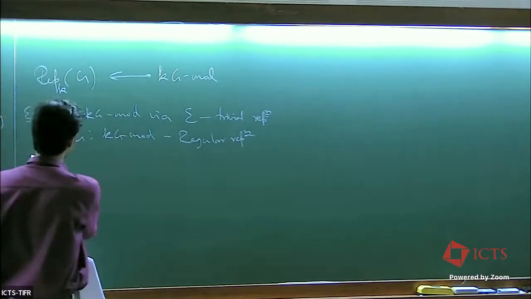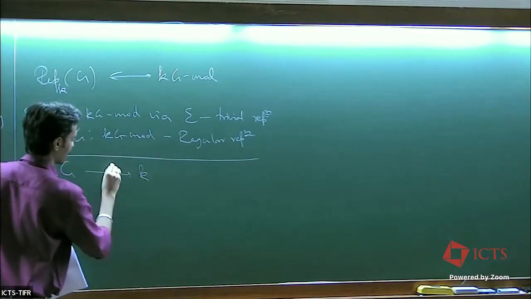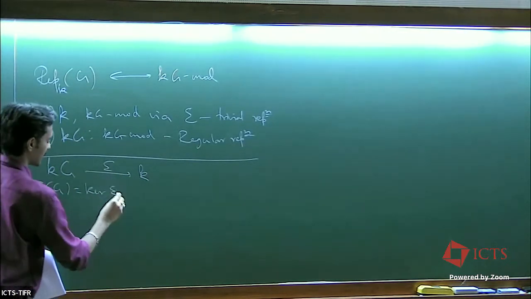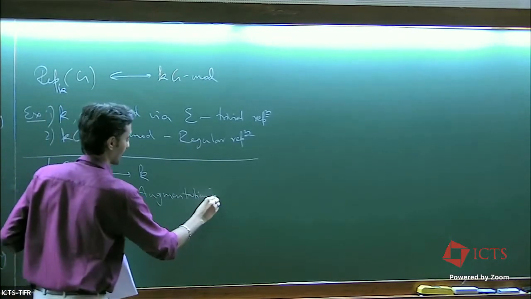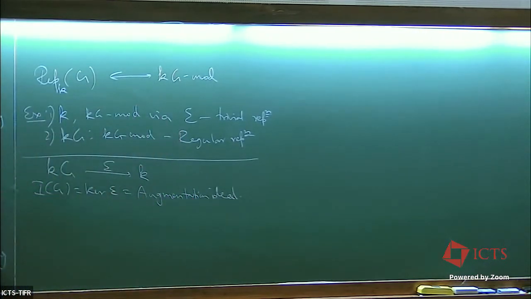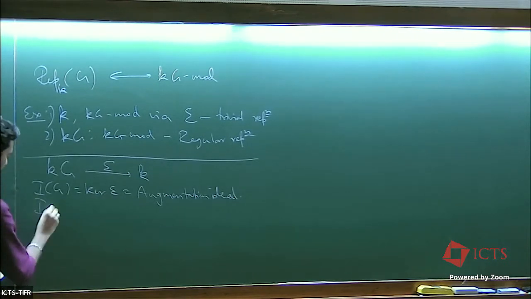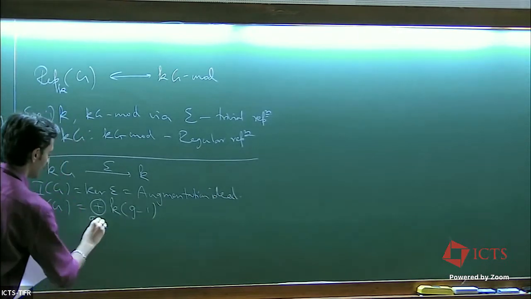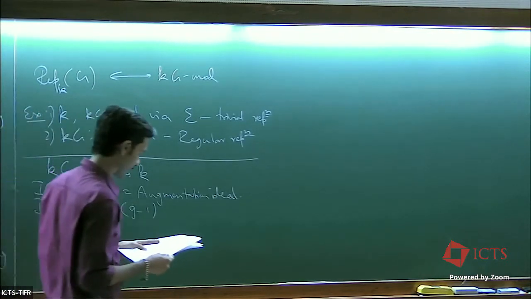Okay. Now, focusing more on KG, we had this augmentation map, and then consider I_G to be the kernel of epsilon, and this is called the augmentation ideal. Naturally, the image is K, and therefore it becomes a maximal ideal. Moreover, one can check that this I_G is actually generated by g minus 1, where g is not equal to 1. In fact, these form a basis of I_G over K when g is not equal to 1.